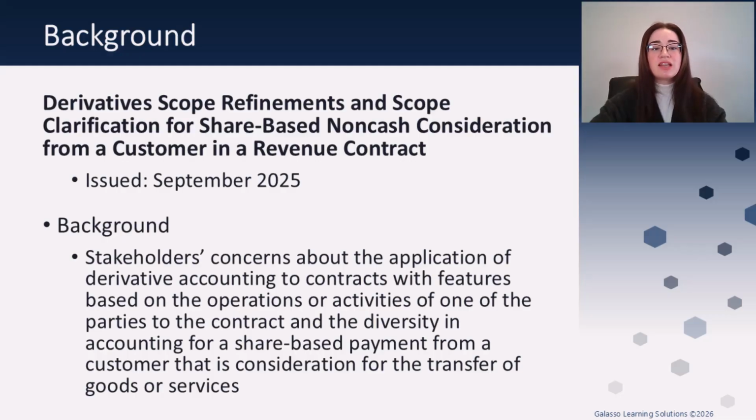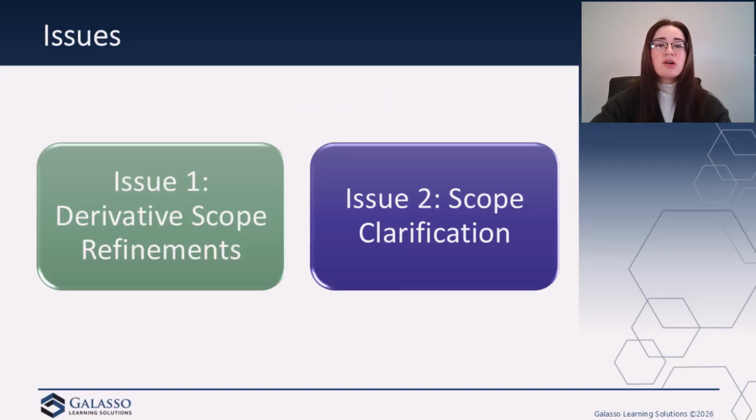So the issue with this is that some entities were using derivative accounting, some were using the equity security guidance for this, while others were focused on the revenue guidance in Topic 606. And that lack of consistency just made financial statements a lot less comparable. So really the FASB's objective with this update is to make things easier, right? They want to reduce cost and complexity. They want to better portray the economics of these contracts in the financial statements. And this ASU also clarifies how Topic 606 on revenue applies when consideration from a customer is share-based and also non-cash.